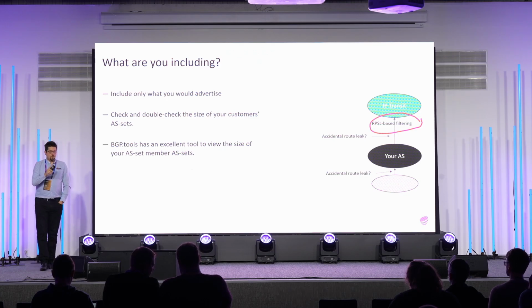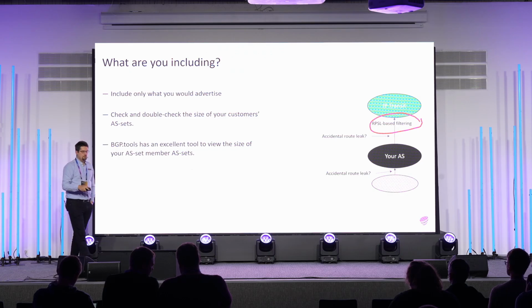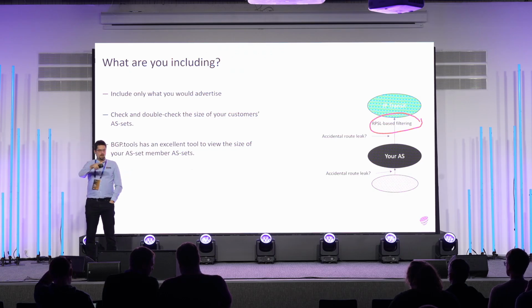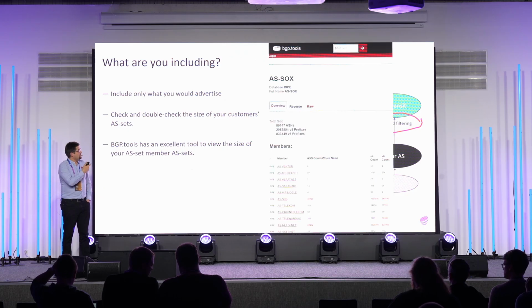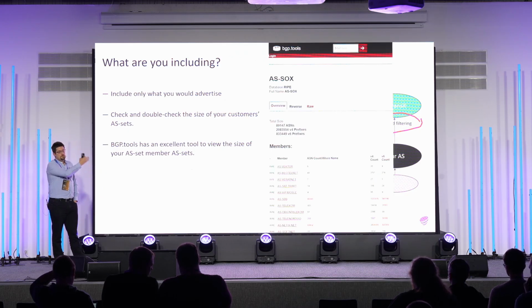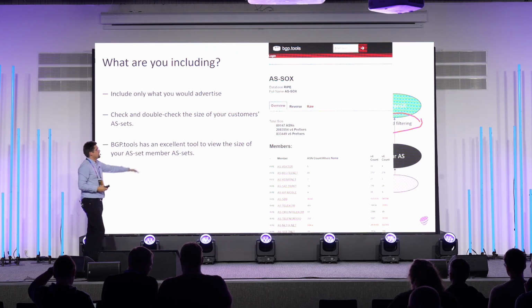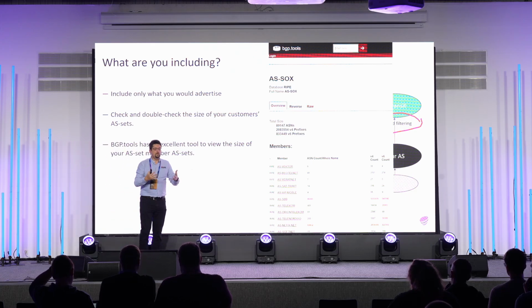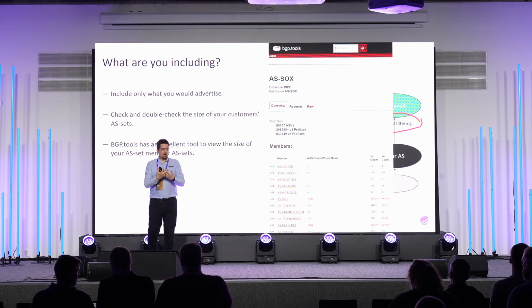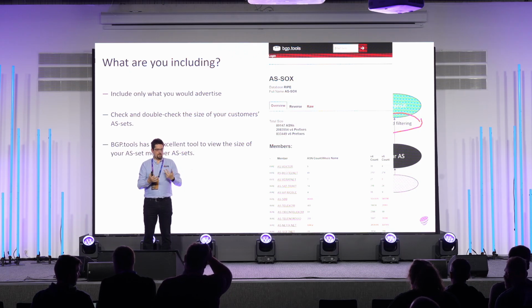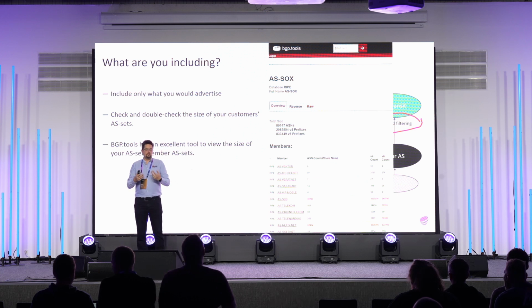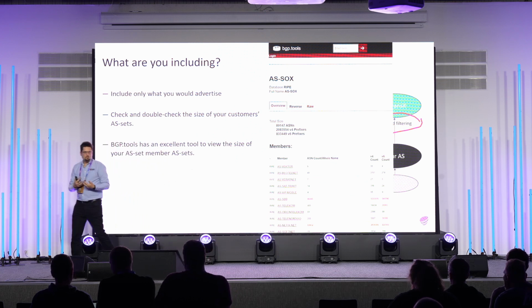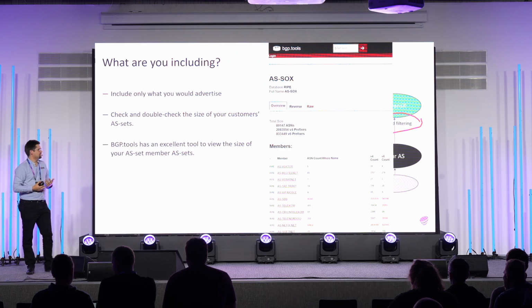And I want to recommend BGP Tools. You all heard from Ben on stage yesterday. It's a great tool where you can just look up your own AS set, and you will get the total size, how many ASNs are included, how many IPv4 prefixes, how many IPv6 prefixes. Then you can make a determination: does this more or less match what I intend to announce to the internet?